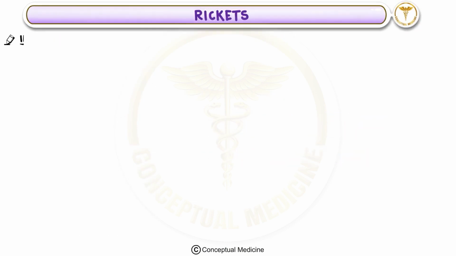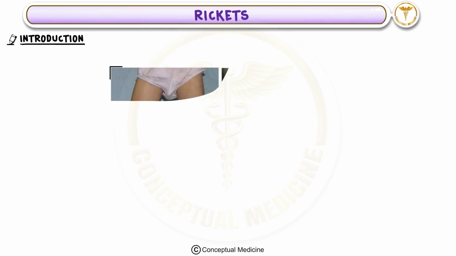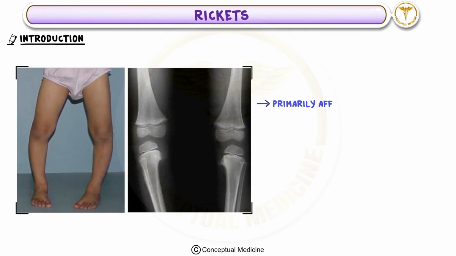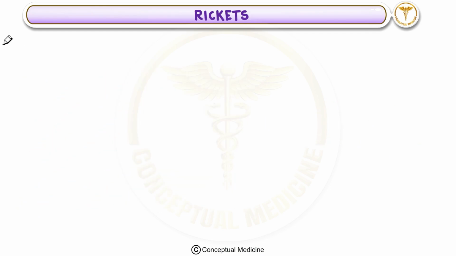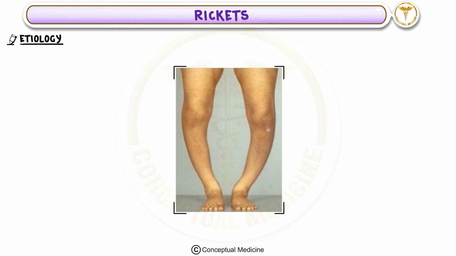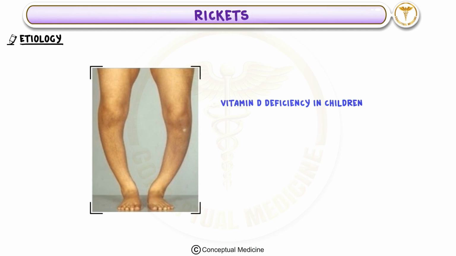Rickets. Introduction. Rickets is a condition that primarily affects children and is caused by a deficiency in vitamin D. This deficiency impacts bone development and can have significant clinical and radiological manifestations. Etiology. Rickets is a result of vitamin D deficiency in children, which leads to defective mineralization of the growth plates and bones.